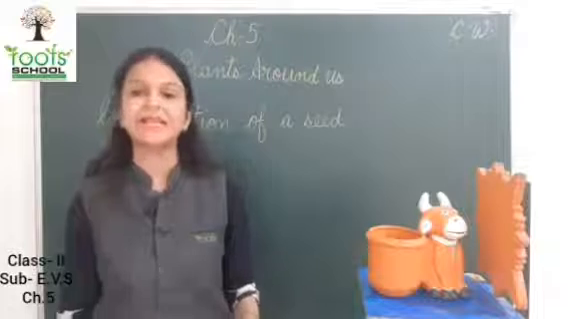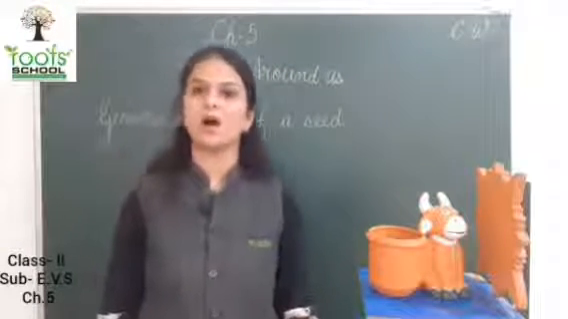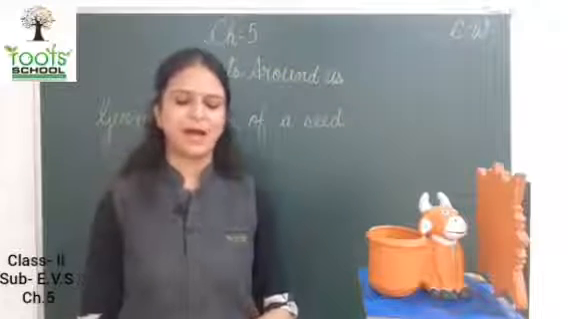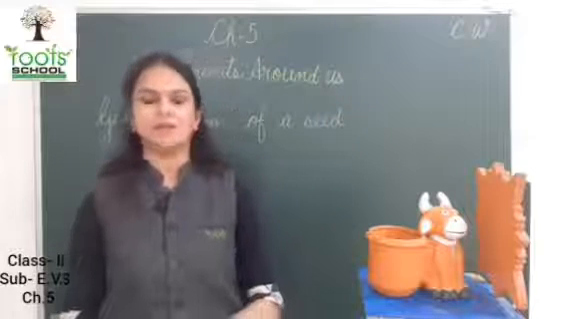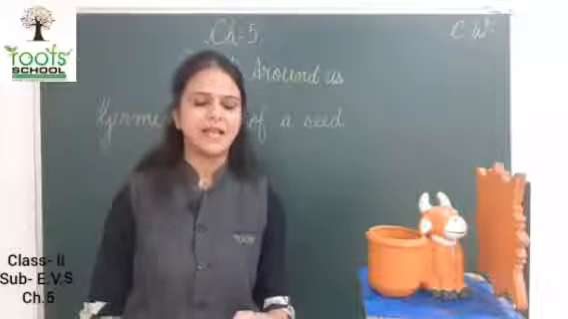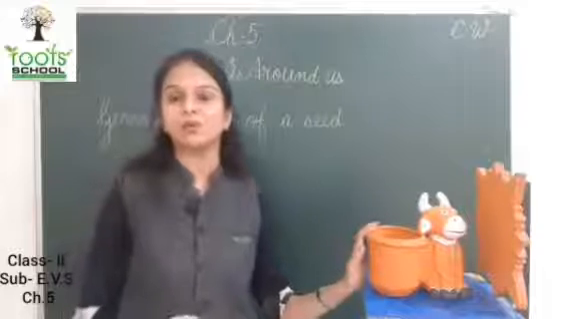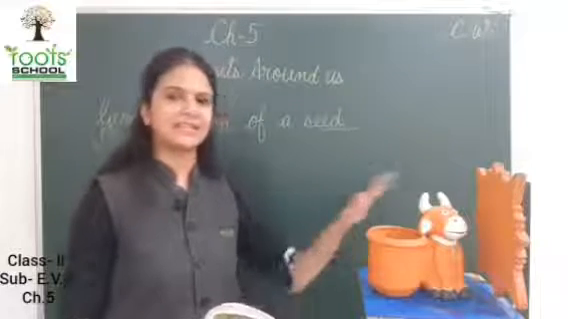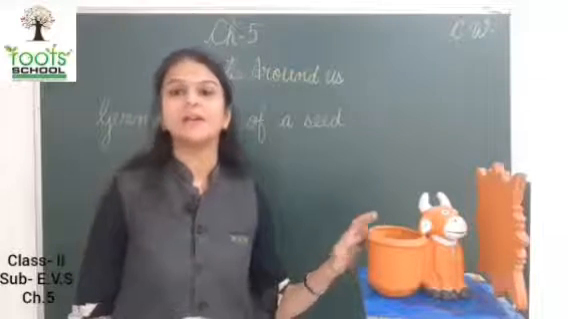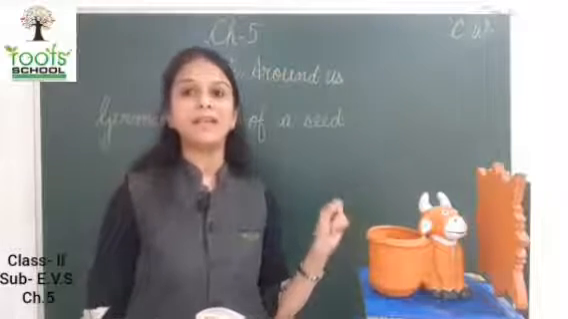Page number 62. How does a plant grow? The gardener grows beautiful plants in the garden. Okay, he makes sure the plant gets the things that it needs to grow. What does a plant need to grow? If you keep this here in the room, it will not grow. For growing, it needs air, water, sunlight and warmth, means garmi.